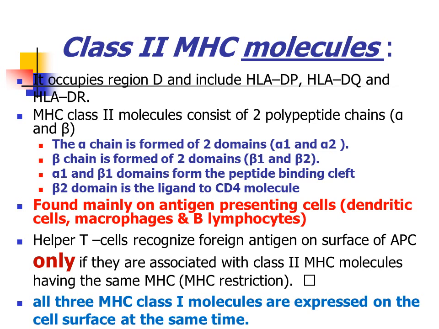Beta 2 domain is the ligand to CD4 molecule, found mainly on antigen presenting cells such as dendritic cell, macrophage and B lymphocyte. The helper T cells recognize foreign antigen on the surface of antigen presenting cells only if they are associated with class 2 MHC molecule of the same MHC, which is what we call MHC restriction. All three MHC class molecules are expressed on the cell surface at the same time.